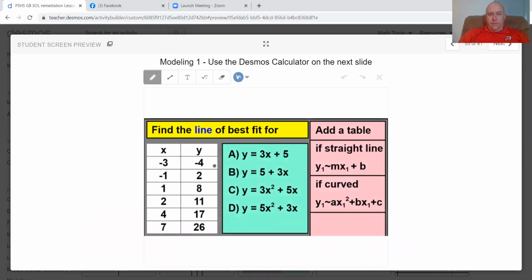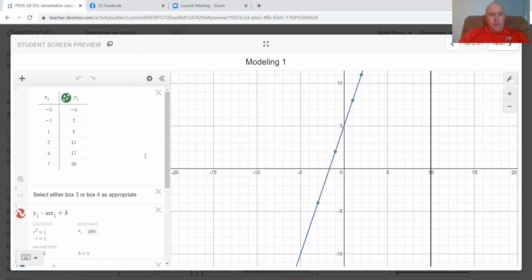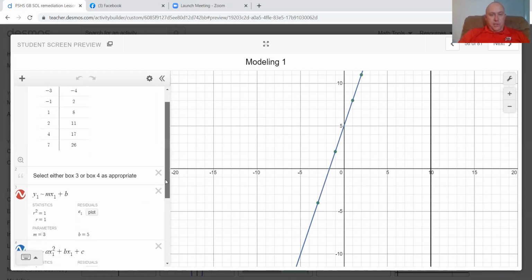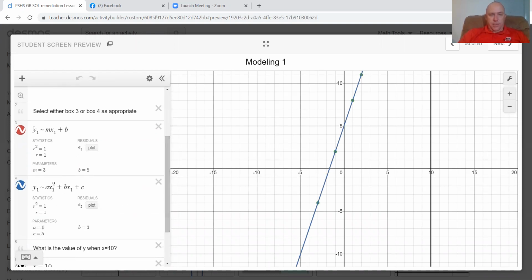Using the Desmos calculator for finding equations of lines. So it says find the line of best fit. To save time, I already typed this one in. Now, I actually typed in both equations and said, hey, make a decision. Which one is it? Is it this one or is it this one? Now, I'm going to switch that one off for a second, and then I'm going to put this one back. So this one looks pretty good. You can see this goes through every single point here.